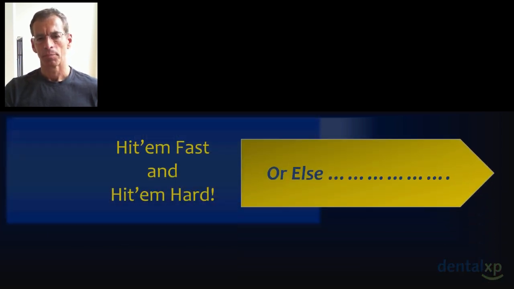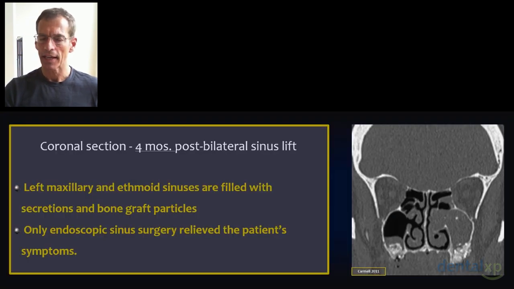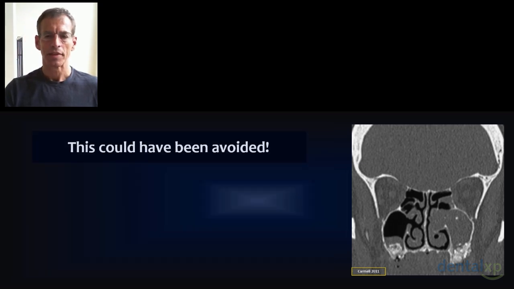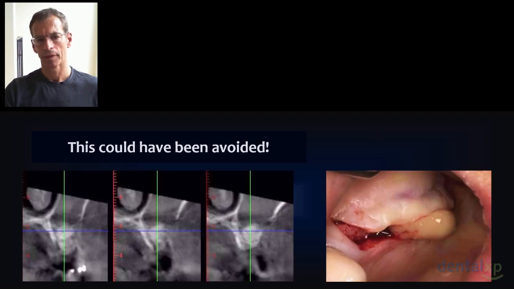I would tell you, if your patients develop infection after your sinus augmentation surgery, hit them fast and hit them hard, or else they can get a very, very serious infection that will require functional endoscopic sinus surgery, a visit to the hospital, a trip to the OR. Only endoscopic sinus surgery can relieve this particular patient's symptoms after being treated for infection for 4 months. This could have been avoided. If your patient does not respond to your second round of antibiotics, I would tell you to open your surgical site and debride your wound.